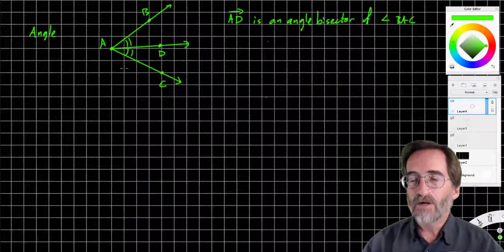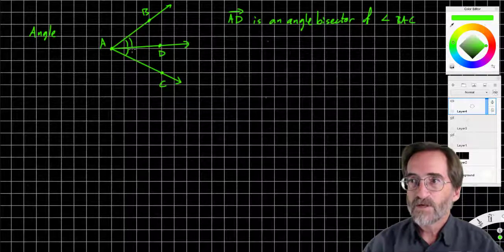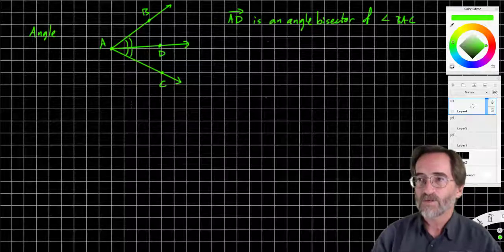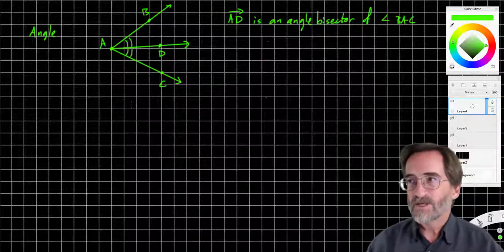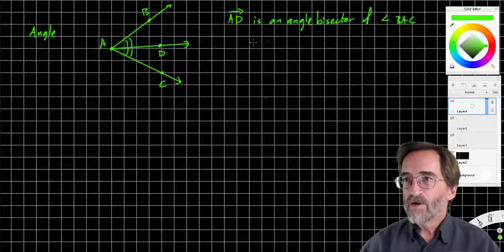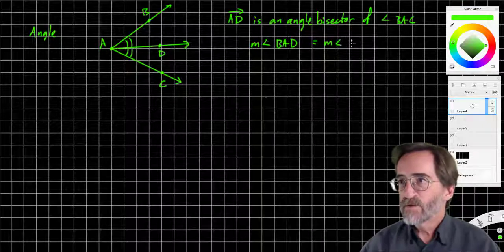Now, an alternative to using single and double is you can put tick marks on the arc itself as well. You put a single or a double tick mark. That's a common notation. But this book uses double arcs, so I'm going to use single and double arcs to indicate that BAD is the same as DAC. So we can write an equation. The measure of angle BAD is equal to the measure of angle DAC.